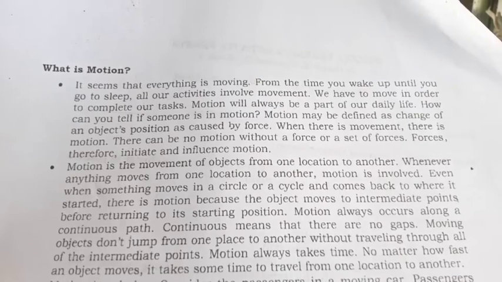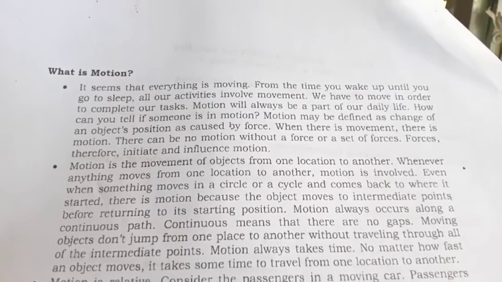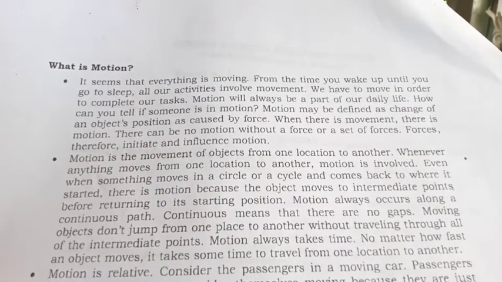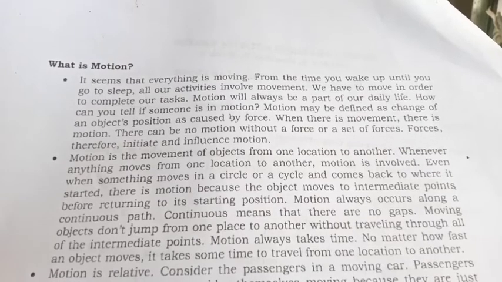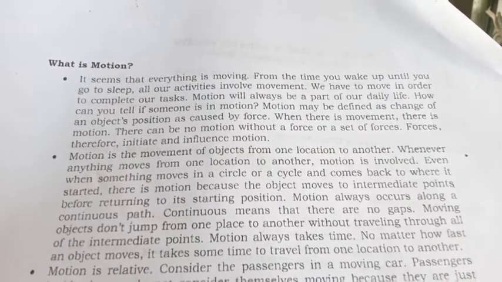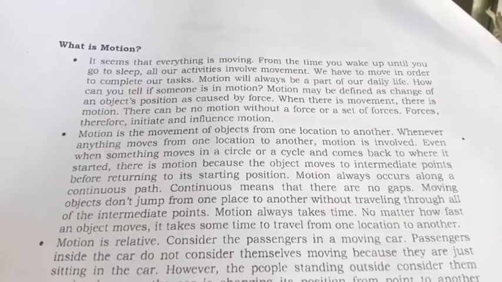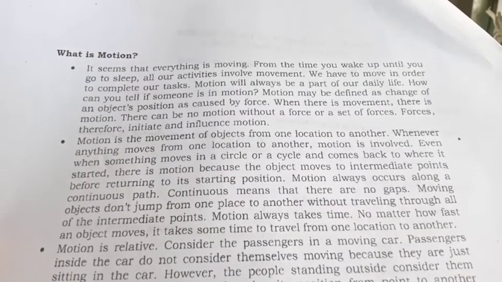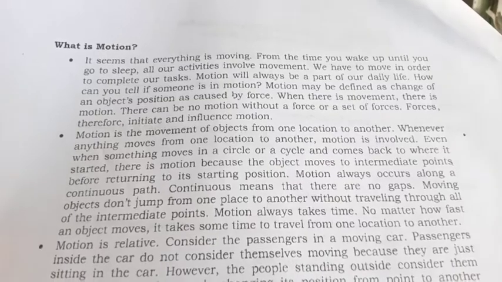Motion always occurs along a continuous path. Continuous means that there are no gaps. Moving objects don't jump from one place to another without traveling through all of the intermediate points. Motion always takes time, no matter how fast an object moves. It takes some time to travel from one location to another.